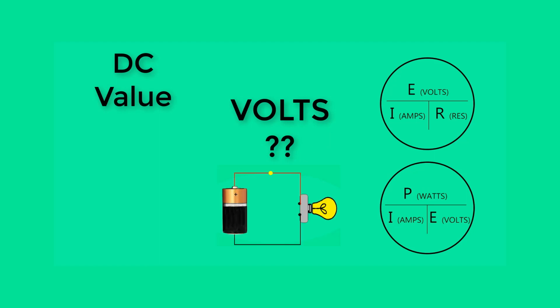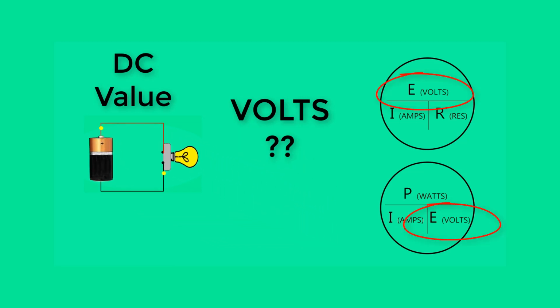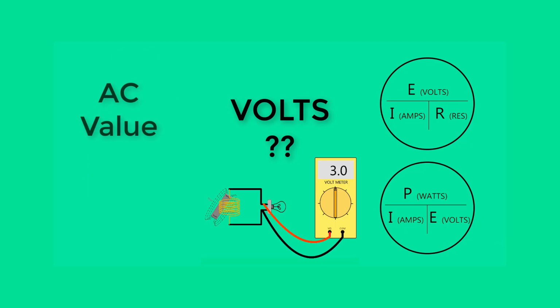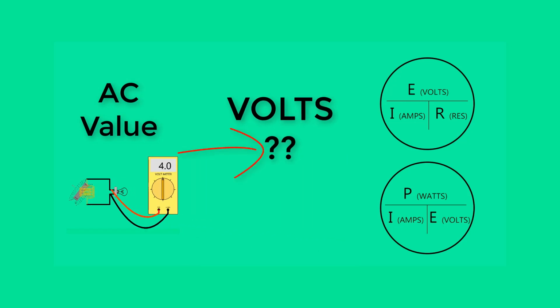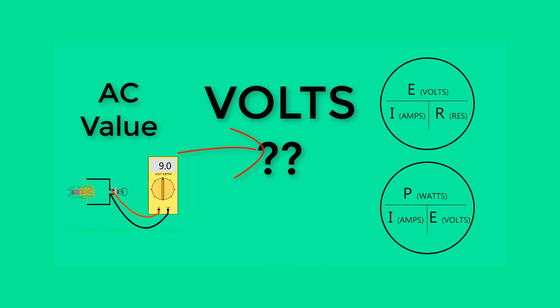A DC power source typically produces a constant, unchanging voltage value. In a DC circuit, the voltage value used in an Ohm's law formula is simply the value of the DC voltage source. However, an AC voltage source is constantly changing in magnitude and polarity. Remember, an AC source produces a range of voltages from 0 to a maximum voltage.